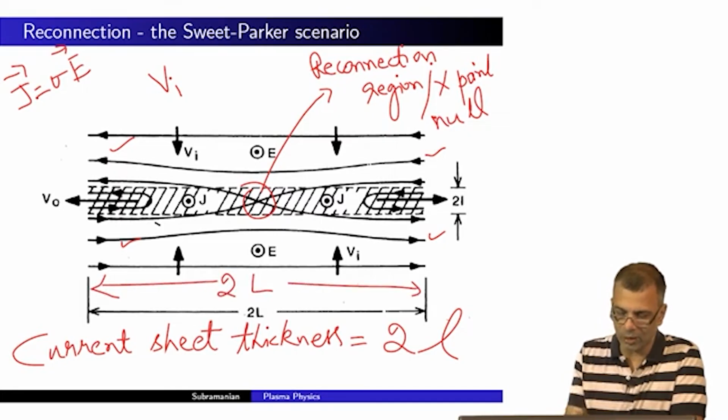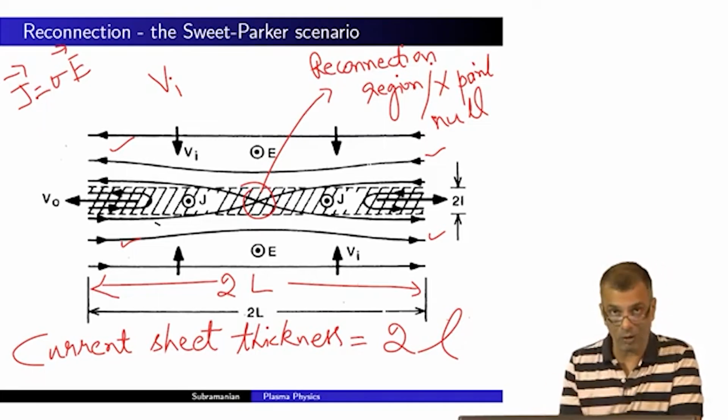Why the 2? Well, you cut it in between, and so this would be large L, this would be large L, and even here you cut it like this, and so on one side you will have small l, the other side you would have small l.